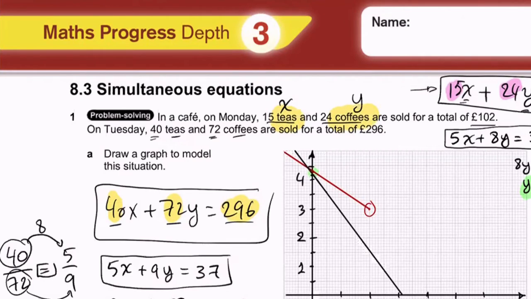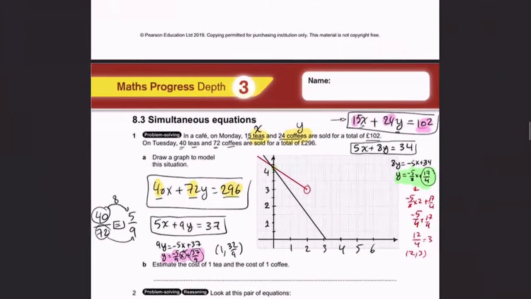14, 72, 296, 15, 24, 102, 2, 1, 3. Okay. Sorry, let us try it from the beginning. It seems that I have made a mistake.